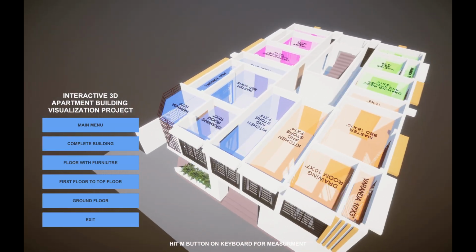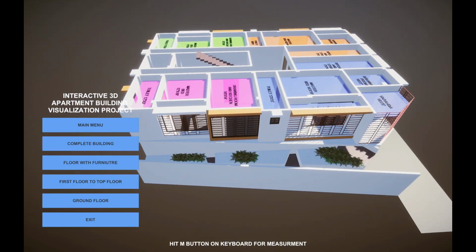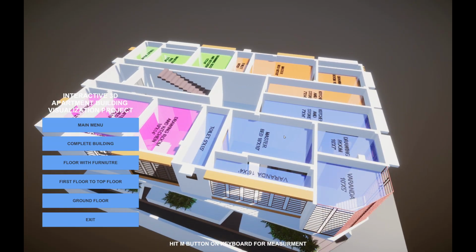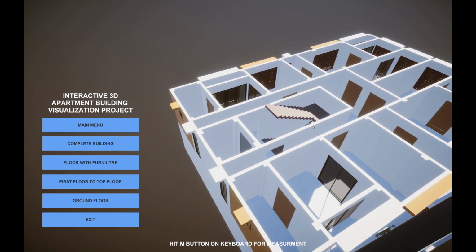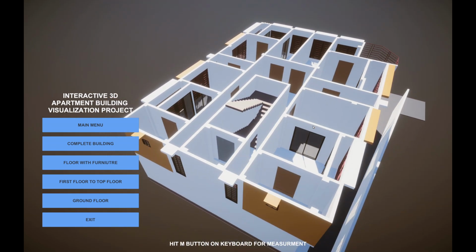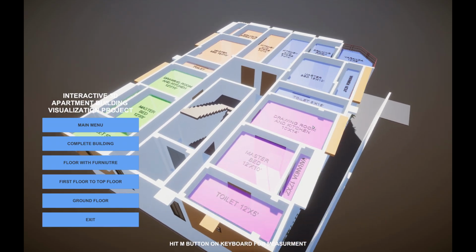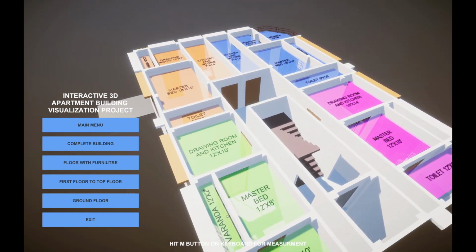Right now, if I hit M, all the measurements are gone. If you hit M again, all the measurements come back, with the transparency of this thing.